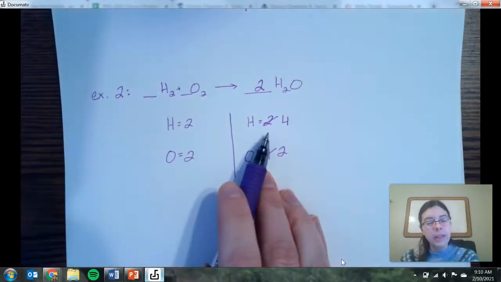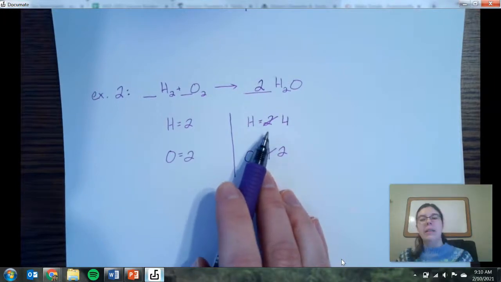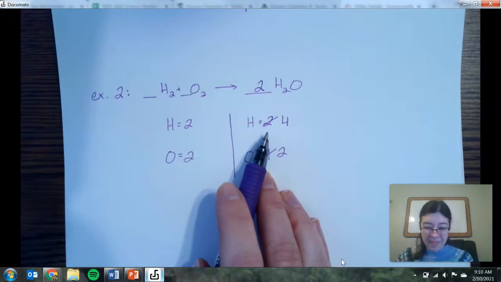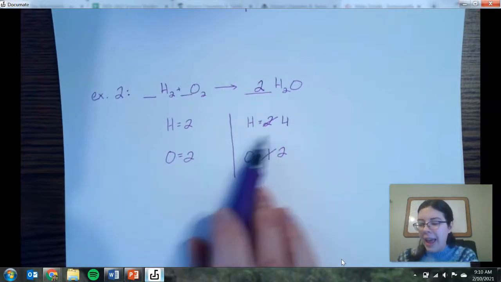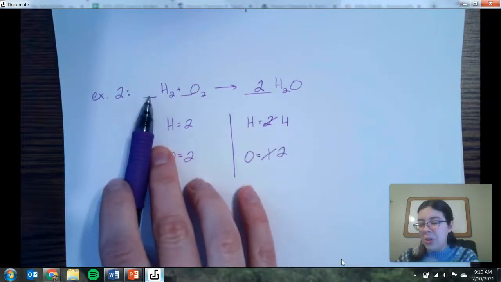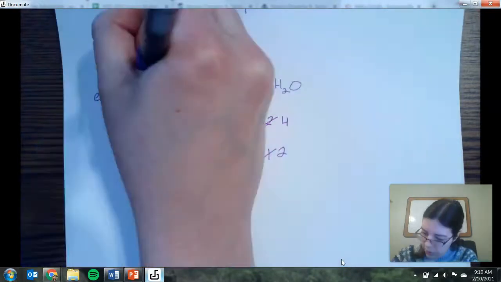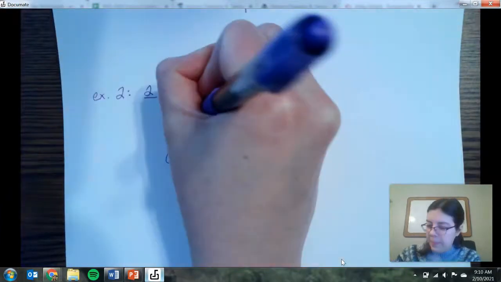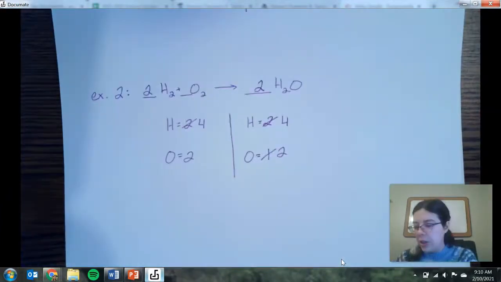That's okay. That often happens when you're balancing chemical equations, that sometimes something is balanced and then it's not balanced, but then you can go back and fix it. So now, the only thing I have to fix is my hydrogen, because hydrogen is by itself. That's really easy. So what times 2 gives me 4? Well, 2. Okay, so that is going to be my balanced chemical equation.